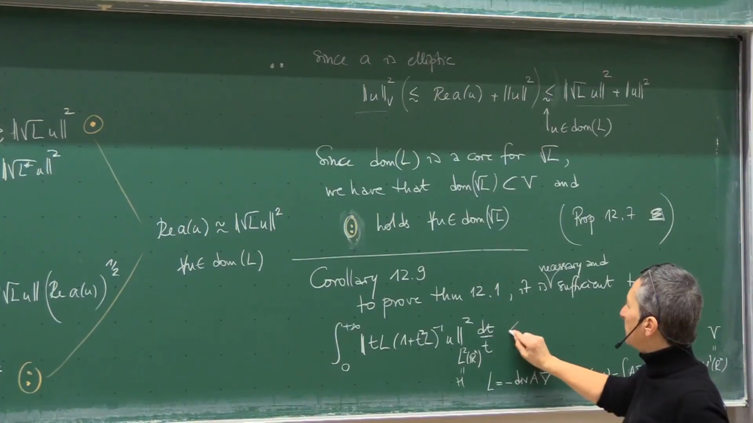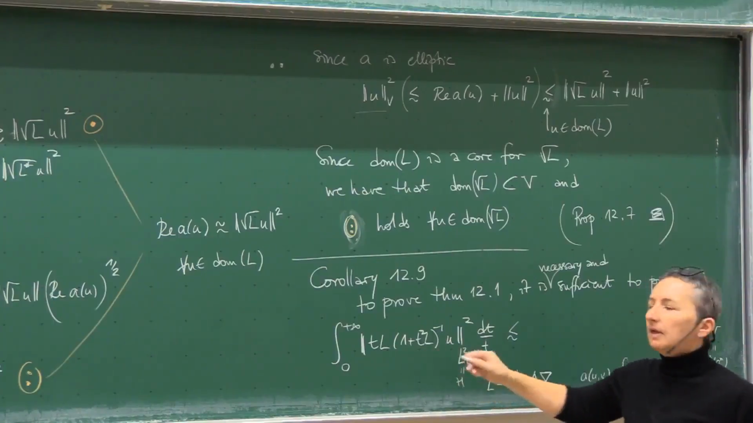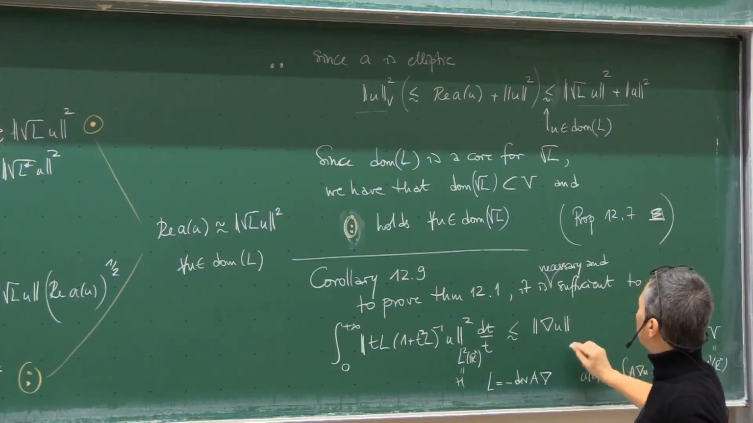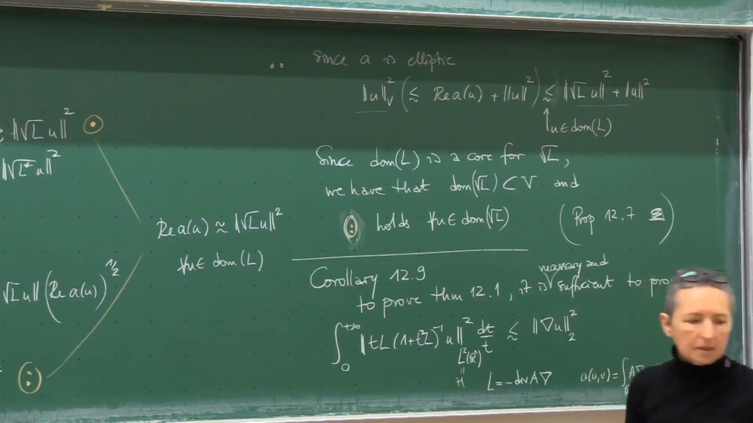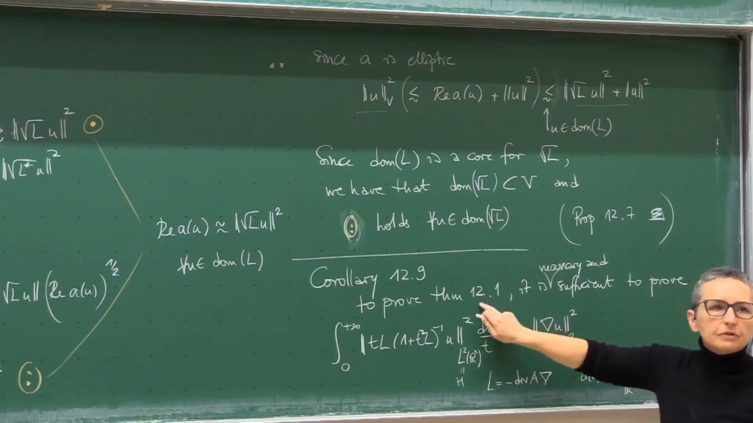And what we want to prove is that this, so this would be the square root of L u, is controlled by the gradient of u in L2 squared, controlled or equivalent, which is more or less the same. Okay, so that's the whole point, to prove the Kato square root property.